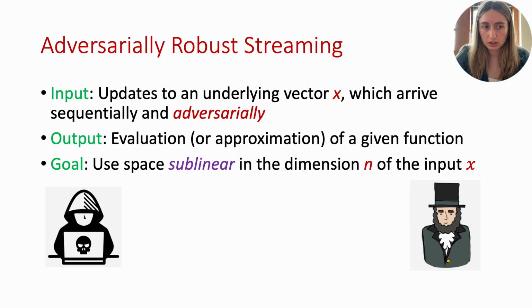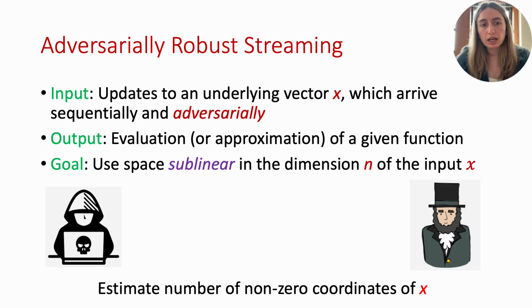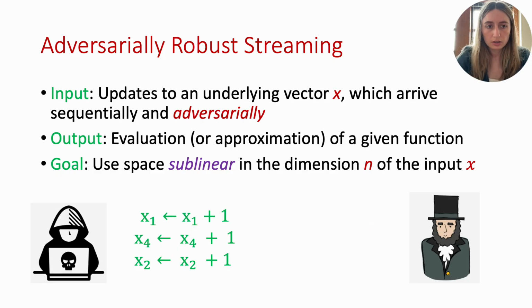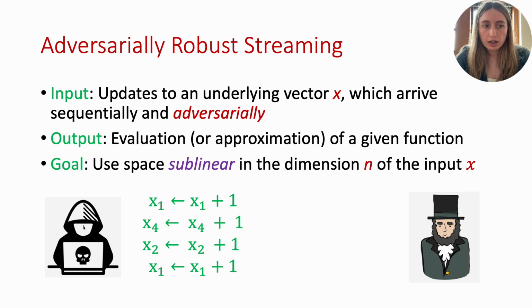Now, we have the adversary here on the left and the algorithm on the right, so let's look at an example. So let's say the problem is to estimate the number of non-zero coordinates in X. So at the first step, the algorithm will receive an update to add 1 to the first coordinate, and it will report that there is one non-zero coordinate. Now it will continue to receive updates. Now the number of distinct elements is 2, and so on. However, as the adversary is interacting with the algorithm, over time it may learn something about the internal randomness of the algorithm, and it may cause the algorithm to fail eventually.